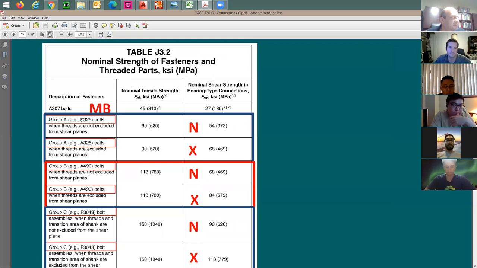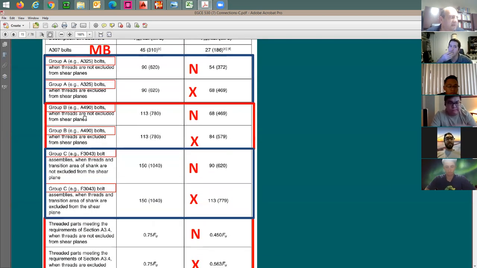Group A is going to be just like the A325, right? And Group B is going to be like the A490, a little bit stronger. Group C is going to be the F3043 bolts. Most likely we'd like to stay with A325 as much as we can in a project. In certain cases, we may have to switch to A490.